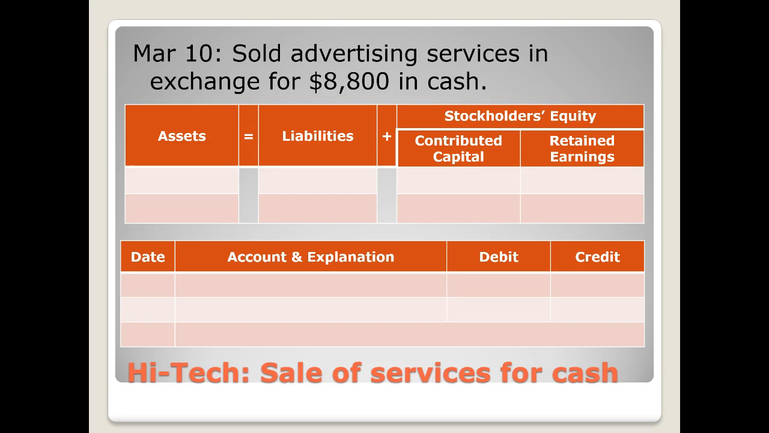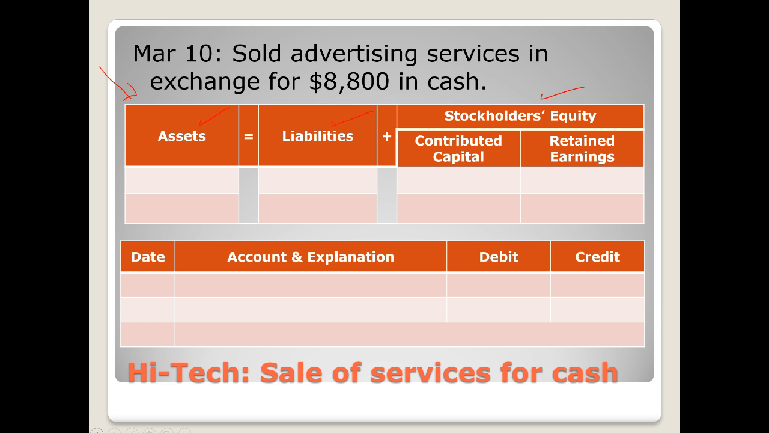On March 10th, the company sold advertising services. That's one of the things they do. They sold their advertising services in exchange for $8,800 in cash. Now they sold something. What part of the big accounting equation was affected? When a company does their normal day-to-day selling, is that affecting assets or liabilities or stockholders' equity?